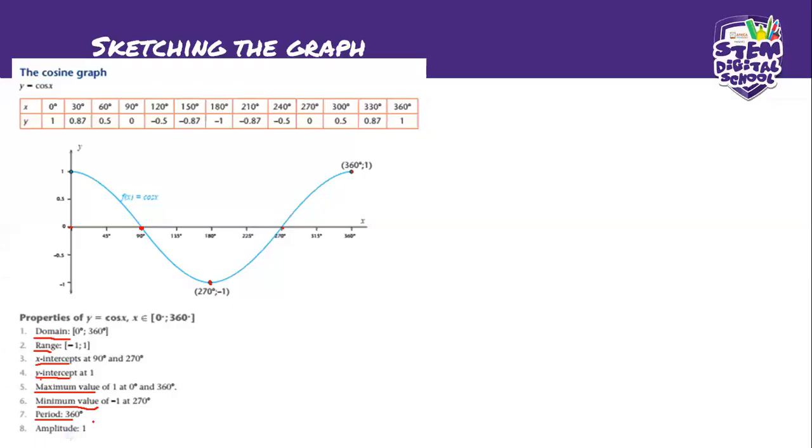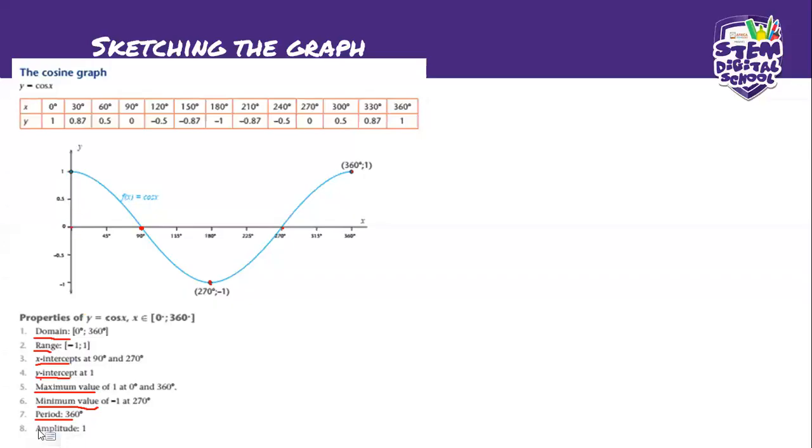Now the last point is the amplitude. I did explain the amplitude; let me repeat what the amplitude is and how we determine it. Remember, the amplitude is the height from the center line of the graph to the maximum or to the minimum. This is the center line here. When you take this center up to the maximum here, it gives us the amplitude. So in this case, the amplitude is equal to 1.